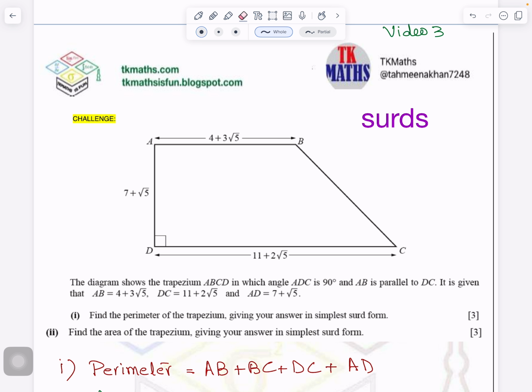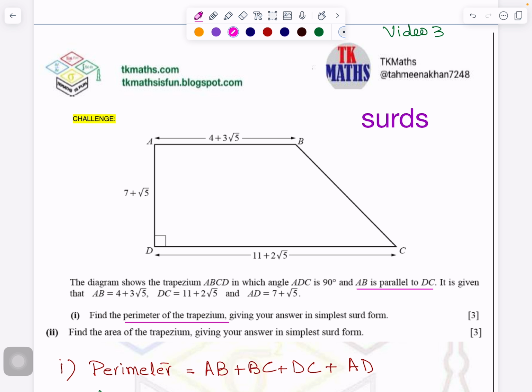And if you want to try it out first, you can put the video on pause, try it out, and then continue listening to the video. So the first part of the question is you have to find the perimeter of the trapezium, which is given here, and 3 sides are given to you in surd form. Now one more thing is given to you here, that AB is parallel to DC.